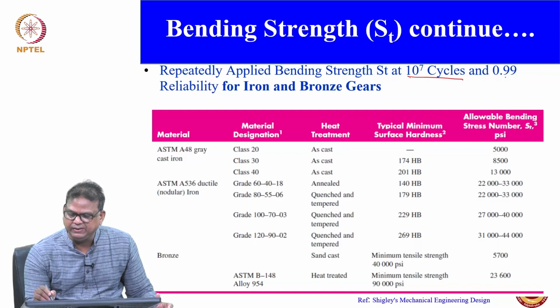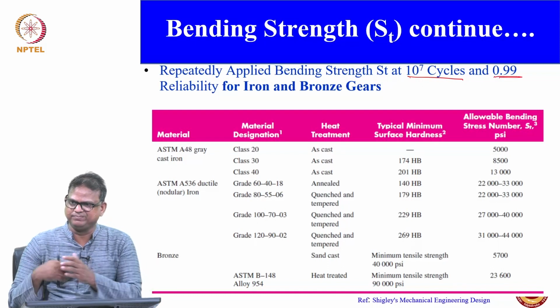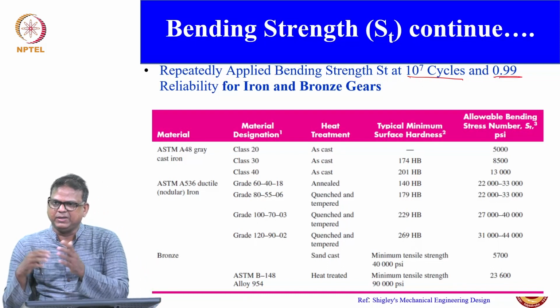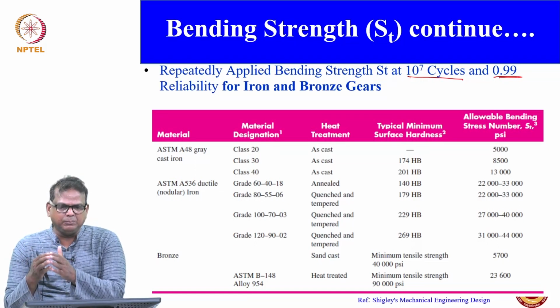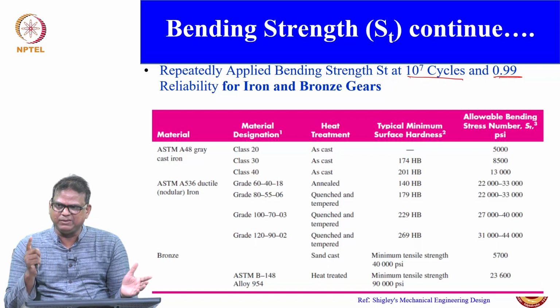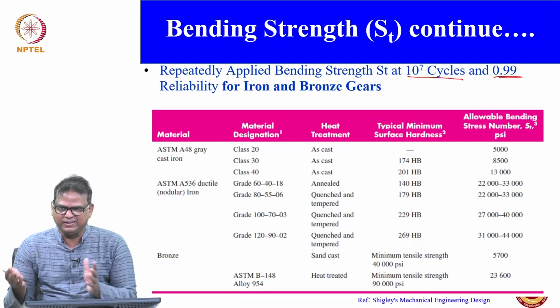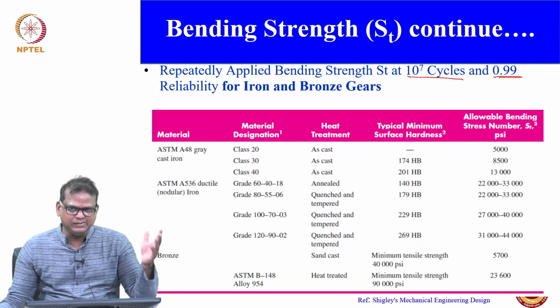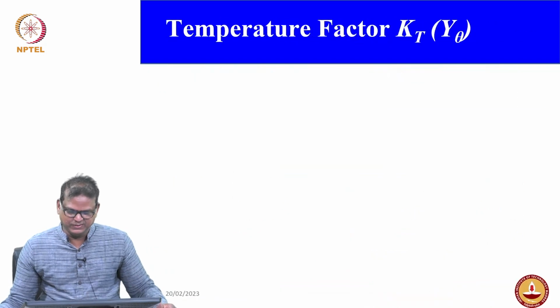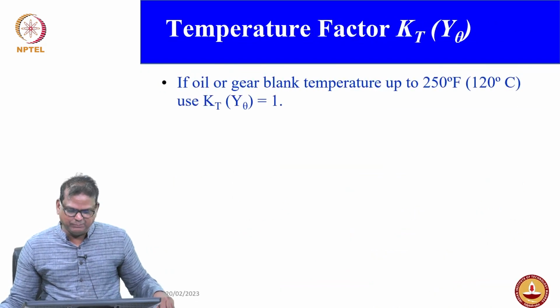With the reliability rate, reliability it may mean if you have 100 gears, then 99 gears should be able to meet 10 million cycles. One gear can fail, so that's called reliability. Yeah, like L10 life in bearings. Right. Now we'll go for the temperature factor.